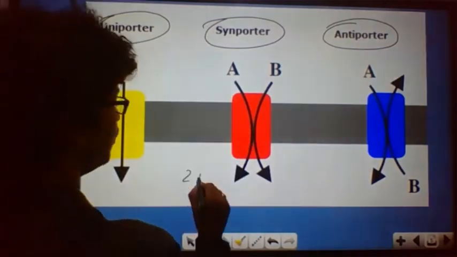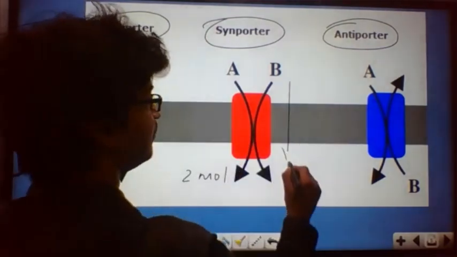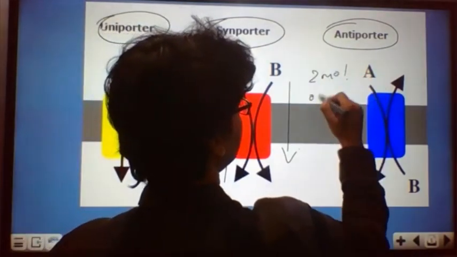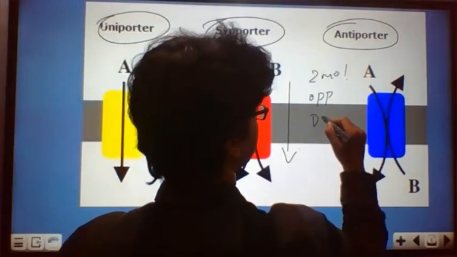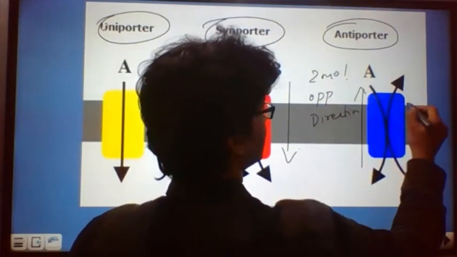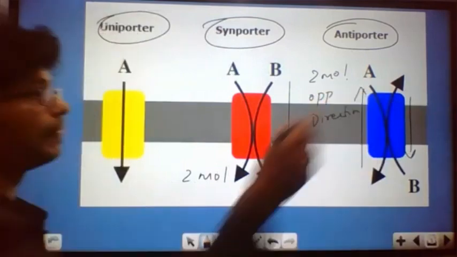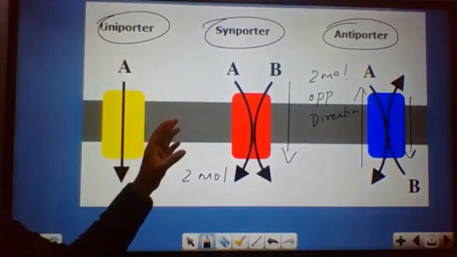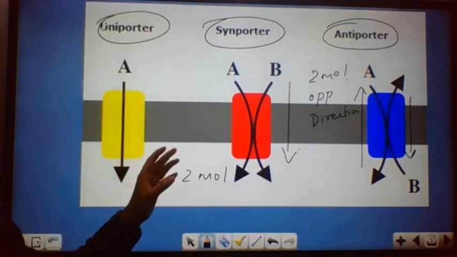Here you can see two molecules which move in the same direction. But in antiport, we have two molecules which move in the opposite direction. So you can see the opposite direction; this we call an antiport. So these are the different ways in which molecules can move.